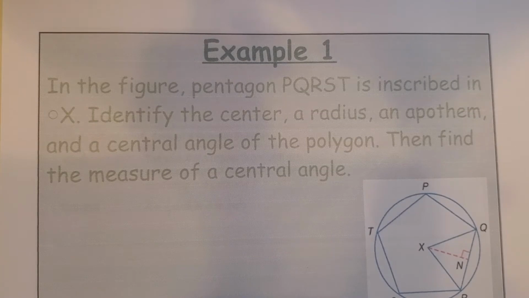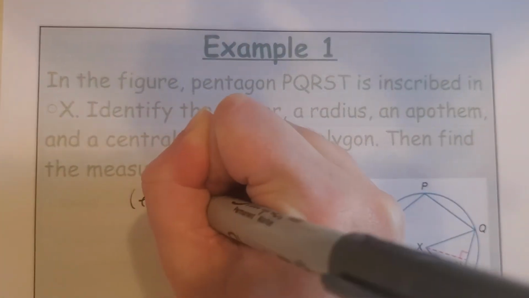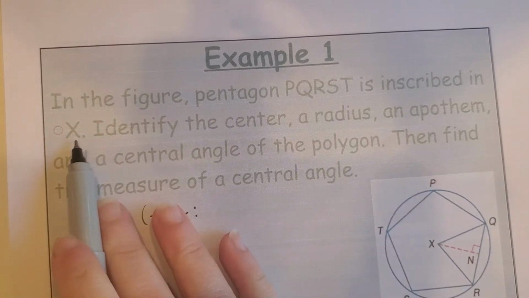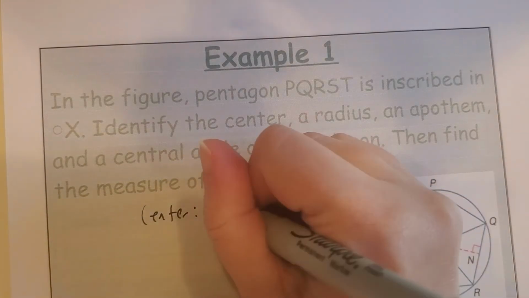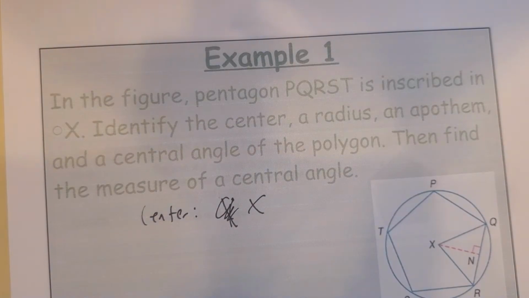Where this comes from is the fact that you can inscribe all kinds of polygons inside a circle. There's a lot more information about that in the textbook. But I just want to get used to finding all of this information before we get going. The center is going to be X. We can also tell that because we're talking about being inscribed in circle X. Circles are named by their centers. So this is point X for the center.